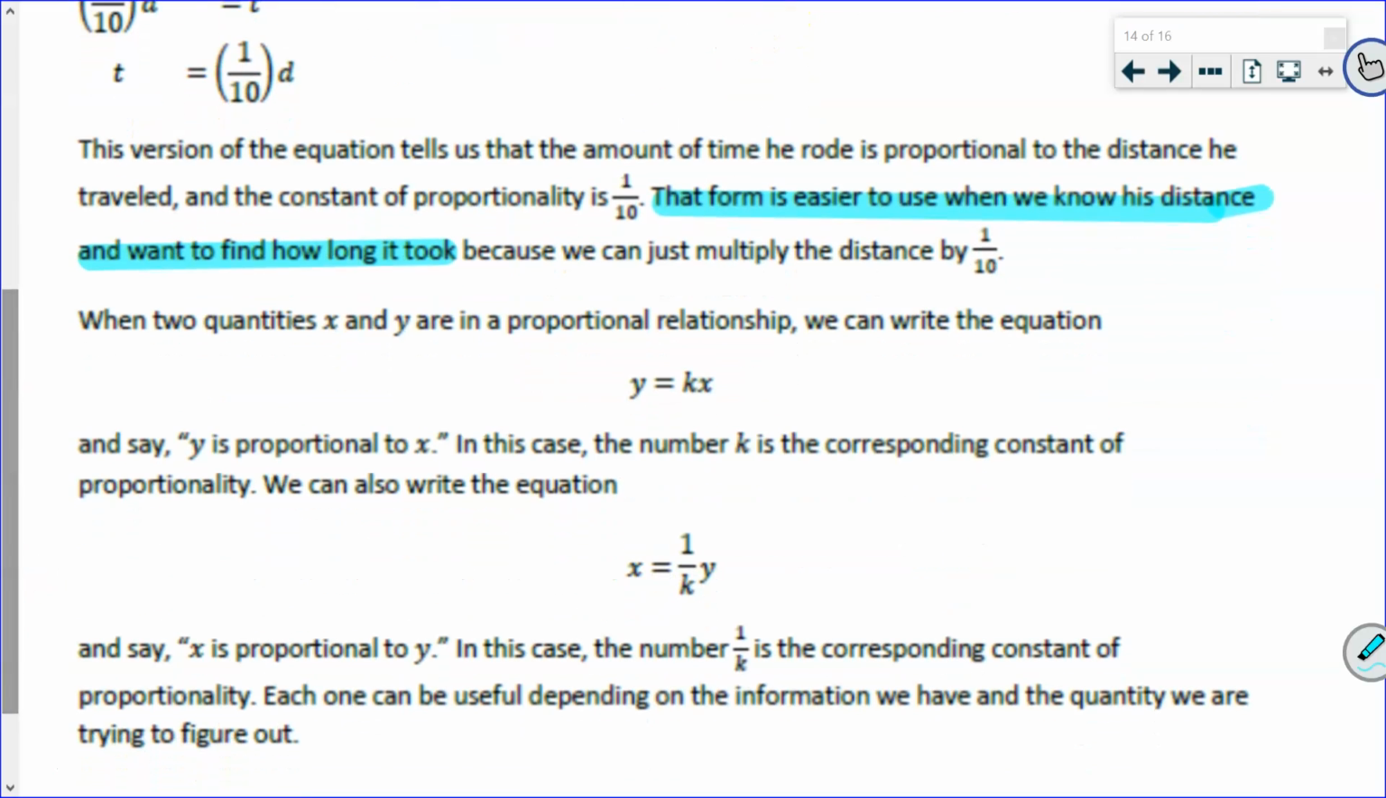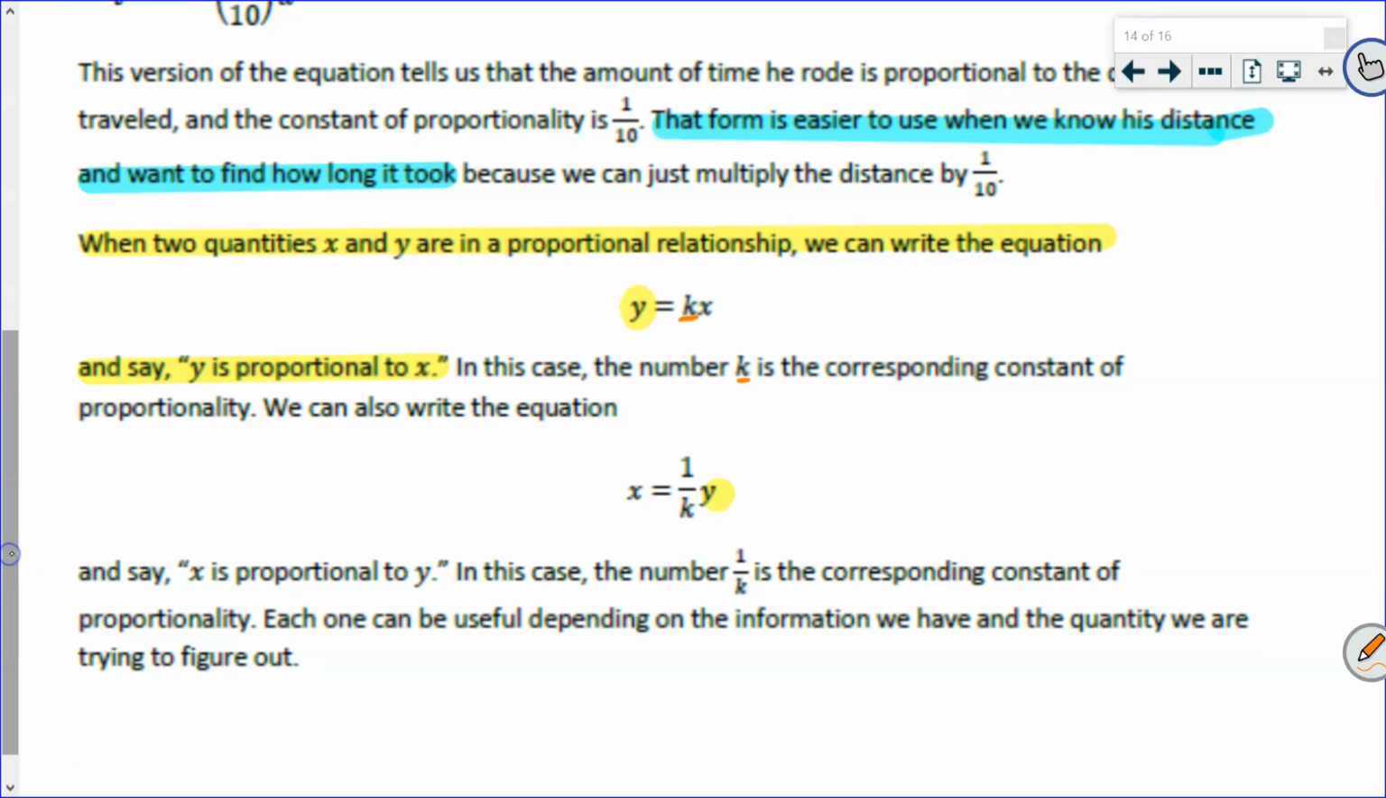When two quantities, x and y, are in a proportional relationship, we can write the equation y equals k times x. And we would say that y is proportional to x. In this case, that number k is the corresponding constant of proportionality. So we have k here, k is the constant of proportionality.